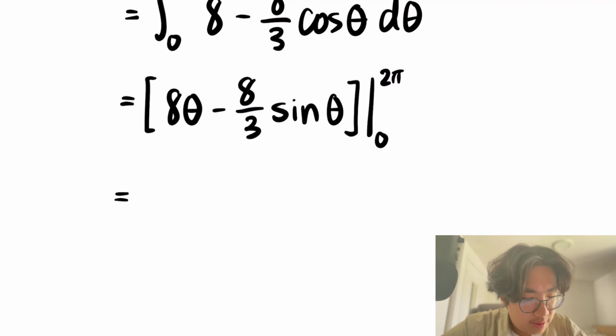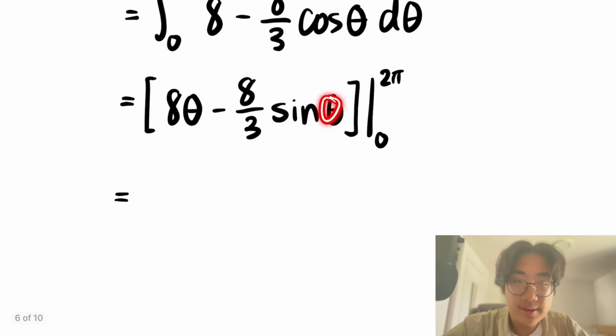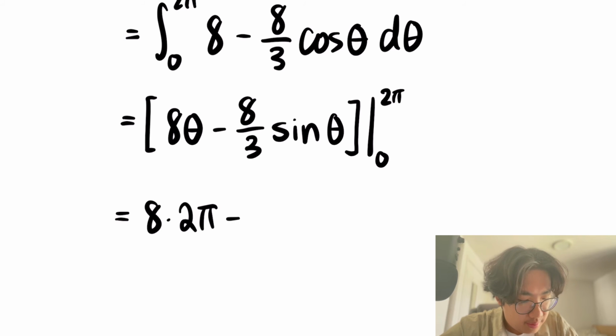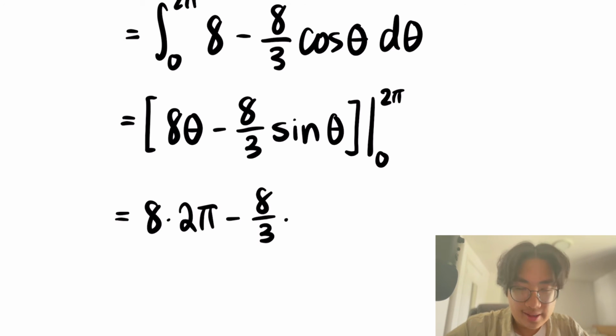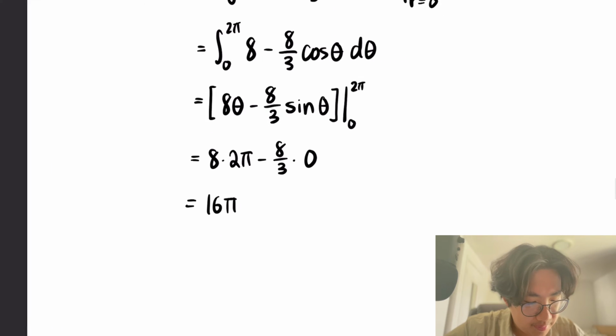So this, again, similar idea. When we plug in 0 over here, it's not going to matter because we have 8 times 0 and then 8 over 3 times sine of 0, and sine of 0 is 0. So we'll just focus on the 2 pi case. So we have 8 times 2 pi minus 8 over 3. Sine of 2 pi, again, is also 0, so times 0. And we just get 16 pi, just like that.